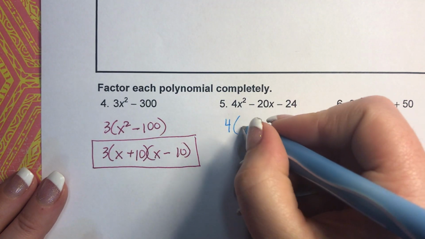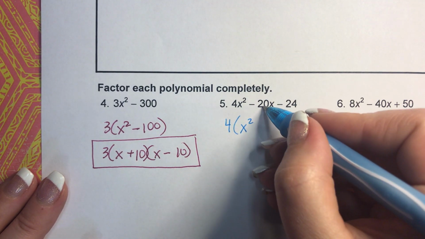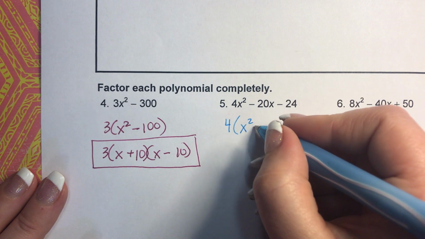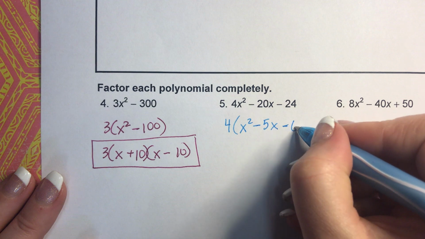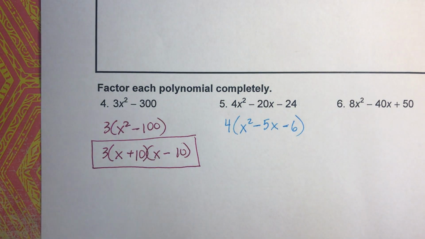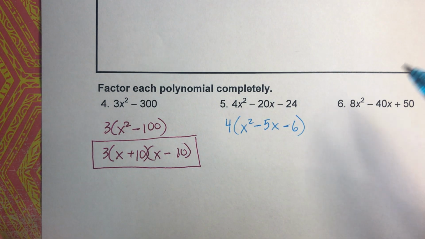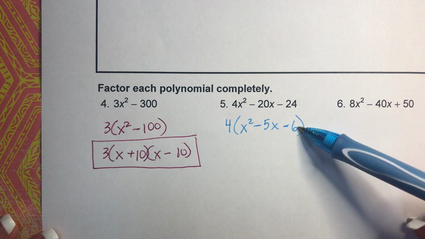4, this would be x squared. 4 times 5 is 20, so negative 5. And 4 times 6 is 24. Okay, now we have a trinomial, so we're going to look for that perfect squared trinomial. Squared number, yes. Squared number, no.